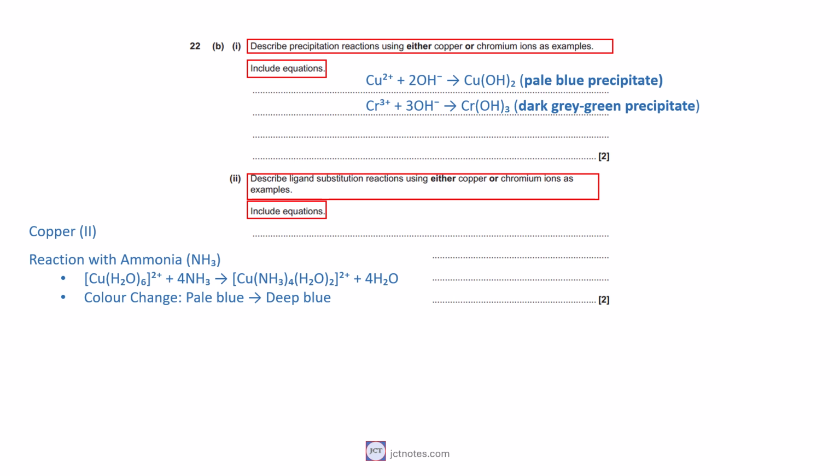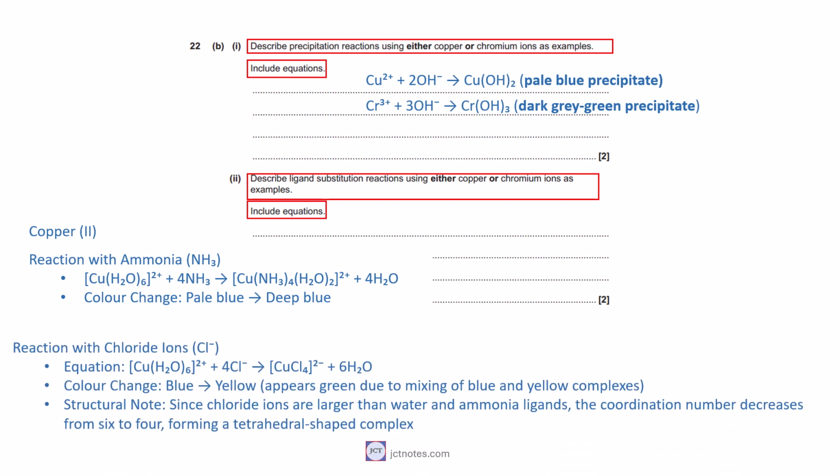It can undergo ligand exchange with chloride ions or excess of ammonia molecules, resulting in distinct color transformations. In the reaction with ammonia, 4 water molecules are replaced by 4 molecules of ammonia, changing the color from pale blue to deep blue. In the reaction with chloride ions, we have the formation of a complex with 4 chloride ions, changing the color from blue to yellow, while the final color might appear as green due to the mixture of blue and yellow colors.